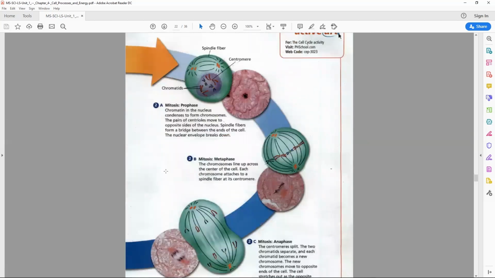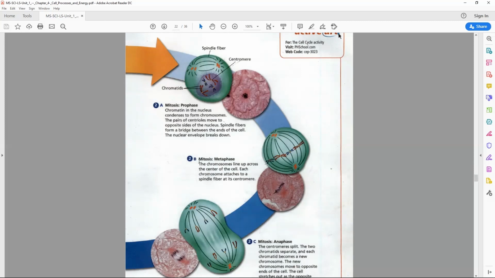Then the second part, mitosis, right? The first part of that is called the prophase. Chromatin in the nucleus condenses to form two chromosomes. So we have the chromatin condensing to form chromosomes. The pairs of centrioles move to the opposite sides of the nucleus. Spindle fibers form a bridge between the ends of the cell, and the nuclear envelope begins to break down. So here's a diagram, and here's a photograph of a cell undergoing that process.